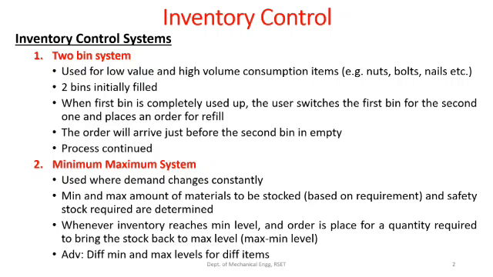Now the second system that is used for inventory control is a minimum maximum system, and this is a system which is used for materials where the demands keep on changing constantly. In the minimum maximum system, we find out the minimum and maximum amount of material to be stocked based upon the requirement, and the safety stock required is also determined.